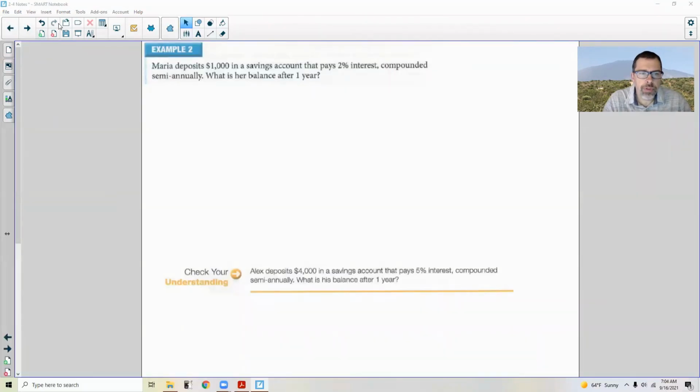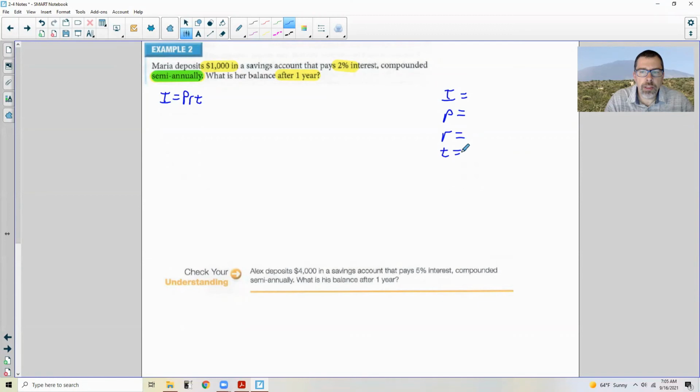All right, example 2 says Maria deposited $1,000. There's our P. In a savings account that pays 2%. There's our R. Compounded semi-annually. And what is our balance after 1 year? Semi-annually means every 6 months. So in order to do this, we use the formula I equals PRT. And I'm going to list them over here: interest equals, principal equals, rate equals, time equals.